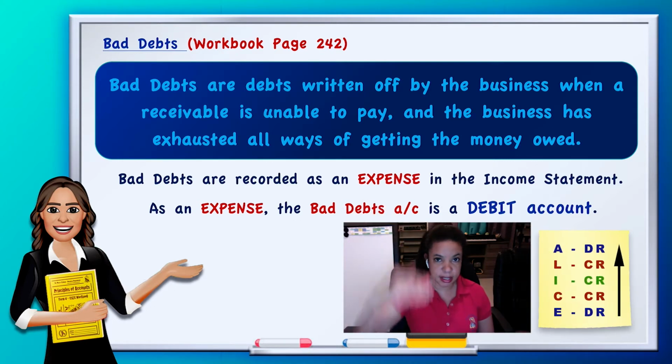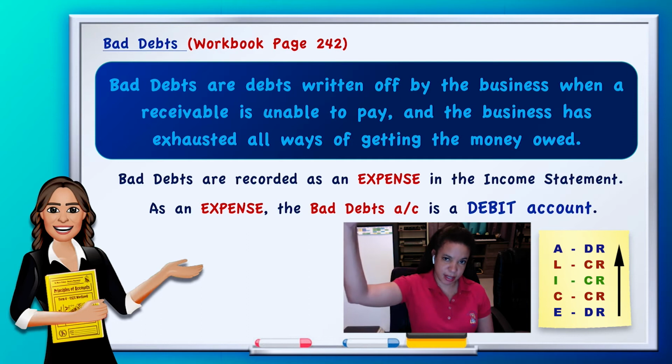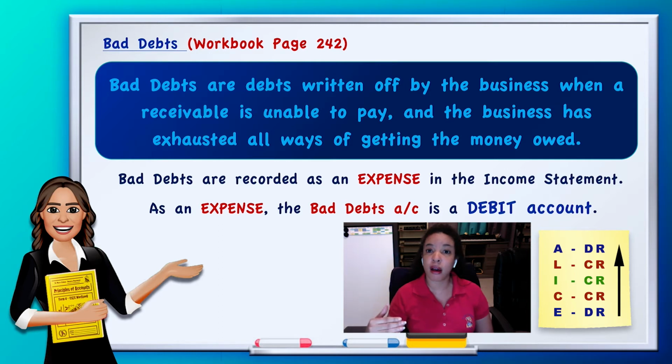As an expense, the bad debts account, or the T account, if you remember your double entry rules of ALICE: assets, liabilities, income, capital, expense. When it increases, for assets, debit; liabilities, credit; income, credit; capital, credit; and expenses are debited. So because bad debt is an expense, every time you write off a bad debt, the bad debt account is debited. And remember what that means? It means that you go on the debit side of the bad debts account and you write the information there.